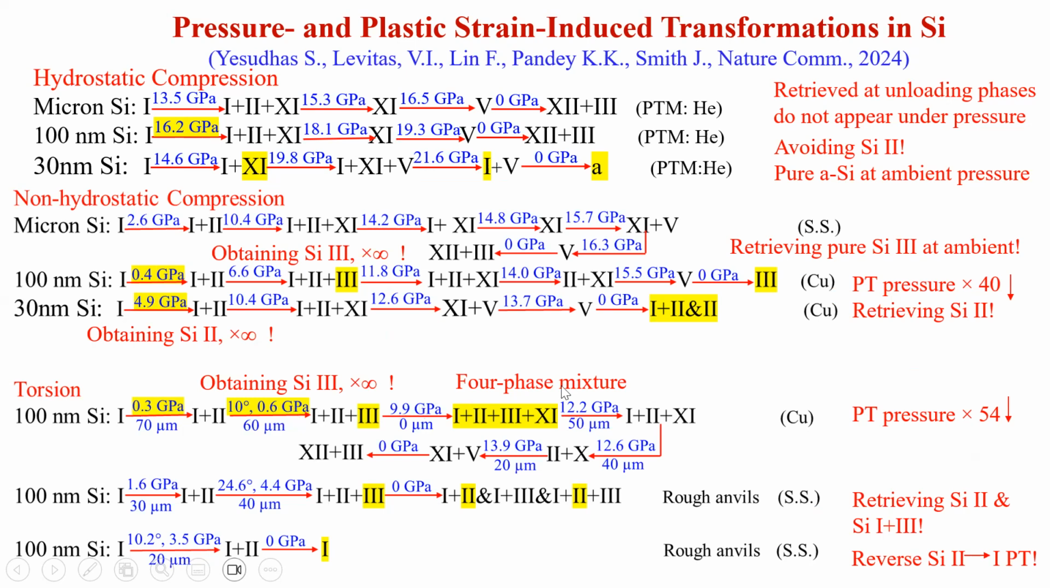Then nobody could retrieve silicon-2 after pressure release because it transforms to different phases. But due to plastic straining, we could retrieve silicon-2, and even uniform silicon-2 without any poor silicon-2. And also, nobody could obtain reverse phase transition from silicon-2 to silicon-1 because other phases appear. But because we obtain silicon-2 at low pressure, other phases are suppressed and we return it to silicon-1.